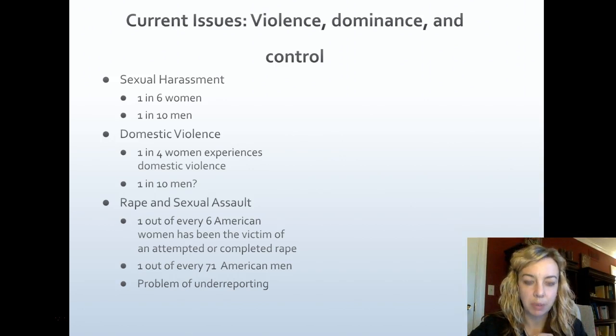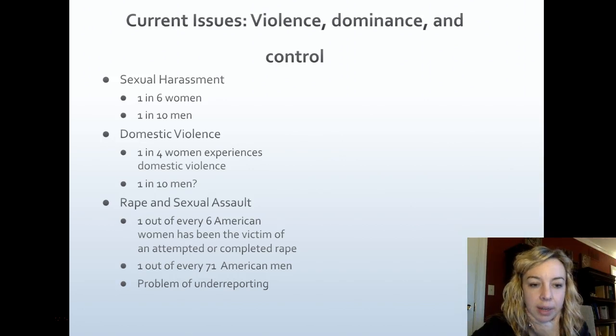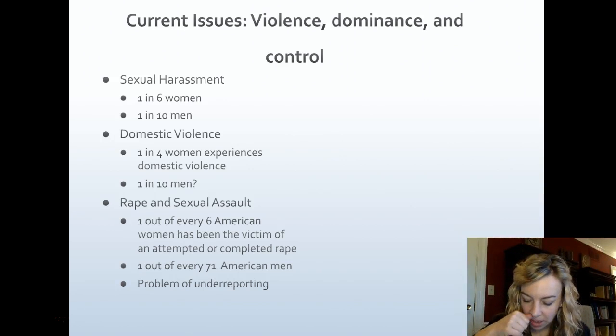Let me move on to rape and sexual assault. I have some more numbers on that. So 1 out of every 6 American women is the victim of an attempted or completed rape. 1 out of every 71 men, but again, a serious problem with underreporting here. Thinking about rape and attempted rape for women, when we look at race, all women is about like 17%. This is a study that was from 2008, I think.